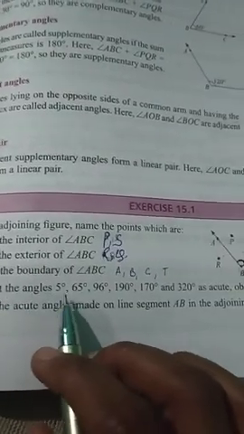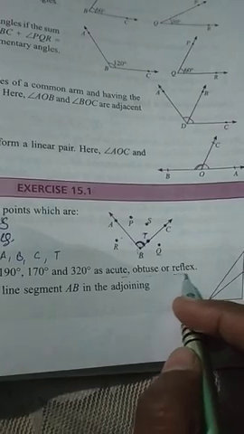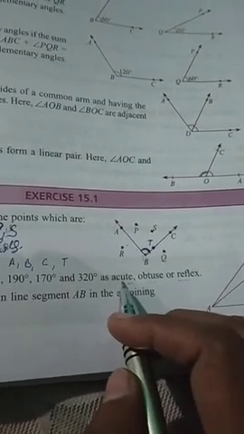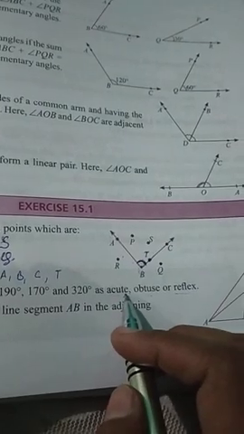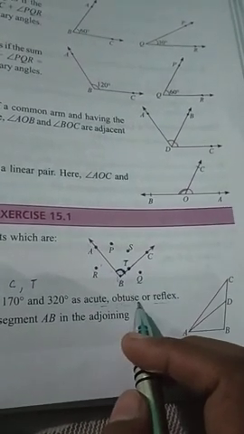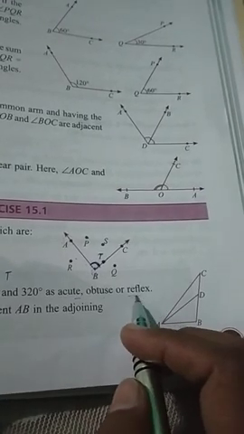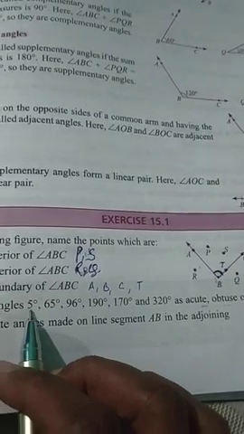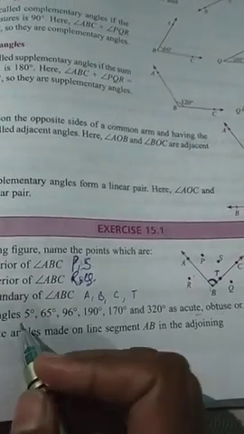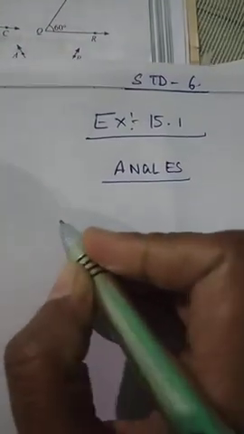Question number 2. Sort out the angles. These angles you have to sort out as acute, obtuse and reflex. What is an acute angle, students? The angle between 0 degree and 90 is called acute. The angle between 90 and 180 is obtuse, and the angle between 180 and 360 is reflex. So 5 degree is definitely less than 90. So 5 degree is what? Acute angle.